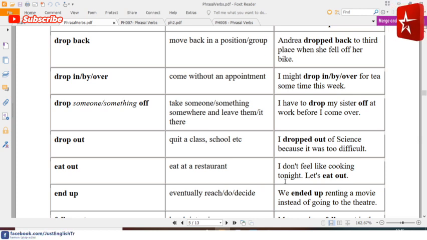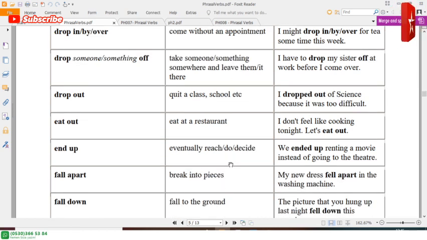Yes, eat out, eat at a restaurant. End up means eventually reach, eventually decide. We ended up renting a movie instead of going to the theater. Yes, it means we eventually decided to rent a movie instead of going to the theater.